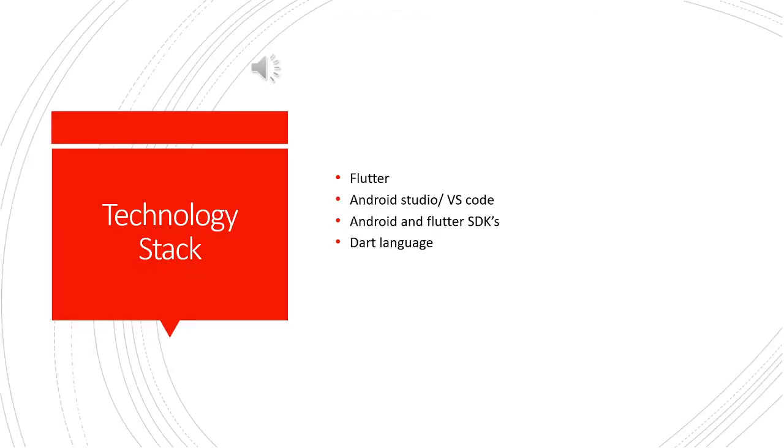The technology stack that we decided to use for our project consisted of Android Studio, Visual Studio Code, Flutter and Android SDKs, and the Dart programming language. Android Studio was used mainly for phone emulation, so that way, as we created our app and built up its pages, we could visualize them and see what needed to be changed.